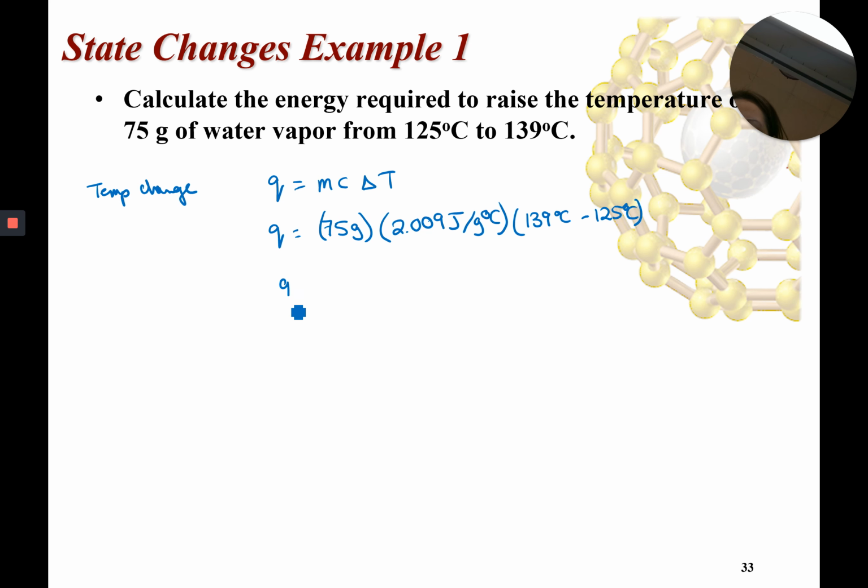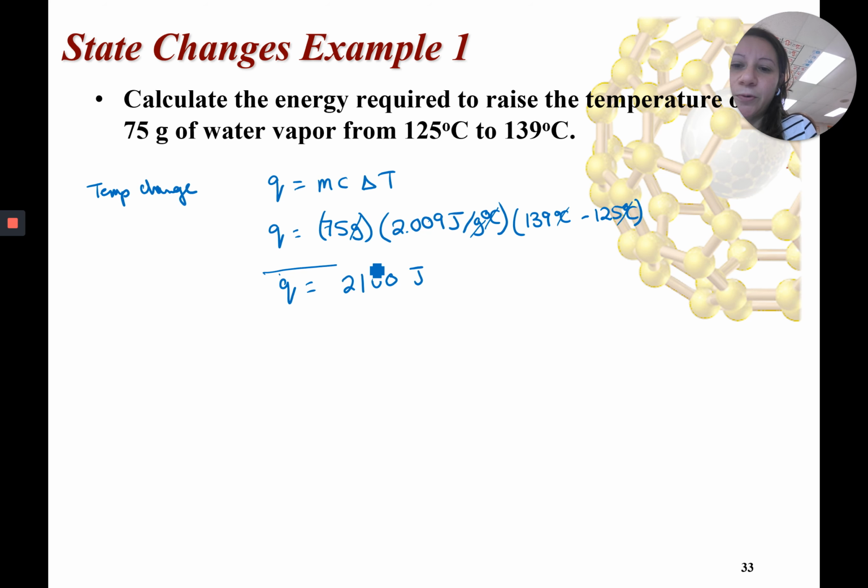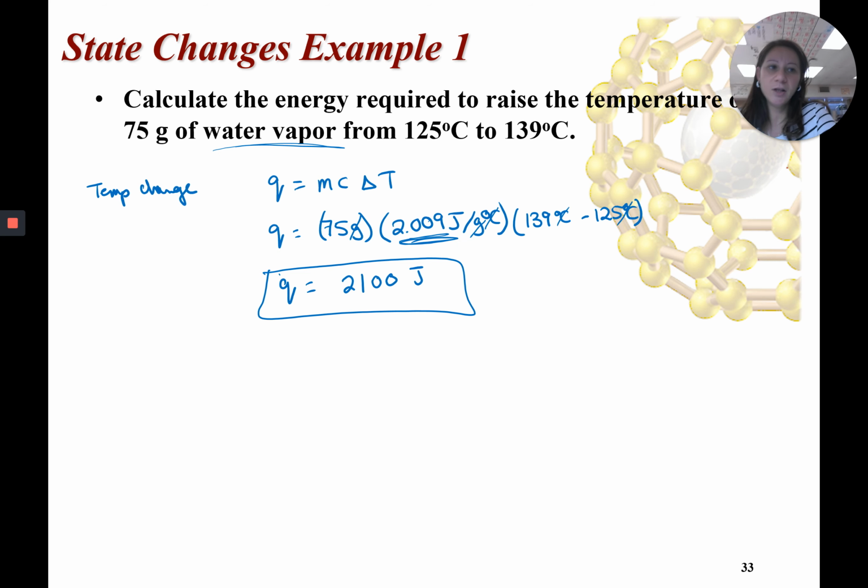So I got Q to be, we need 2100 joules. My grams cancel, my Celsius cancels, and I end up with joules. So that is my answer. So we've done this before, MC delta T. The only trick here is to be careful that this is for water vapor. Okay, let's look at the second example.